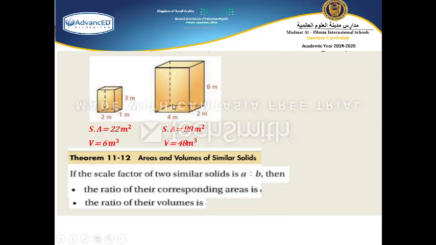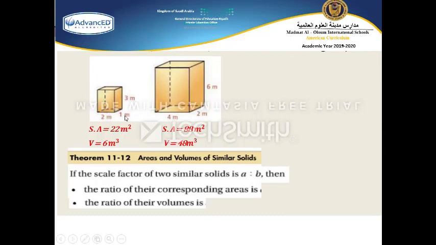Looking at these two rectangular prisms, the first one has a surface area of 22 square meters and a volume of 6 cubic meters. The second one has a surface area of 88 square meters and a volume of 48 cubic meters. According to the given surface area and volume, let's look at the two solids first. Are they similar or not?